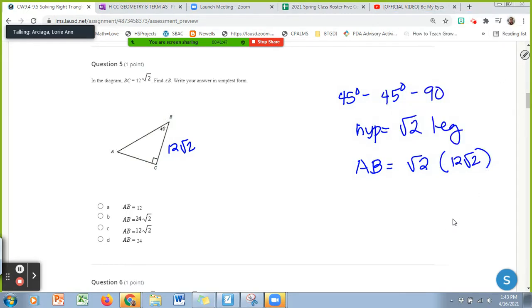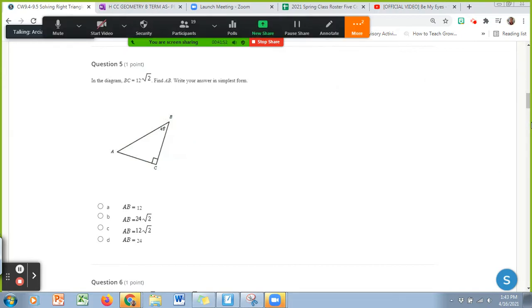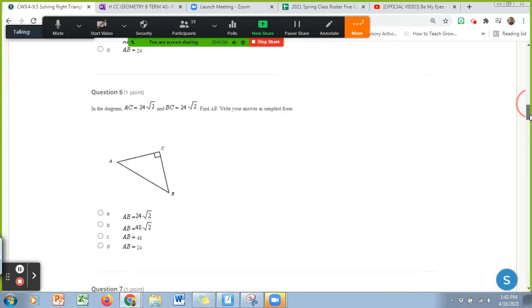Would 6 be 48? Okay, would 6 be 48? Okay, it doesn't have any angle, so you have to use Pythagorean theorem for this one. AC is 24 root 2.